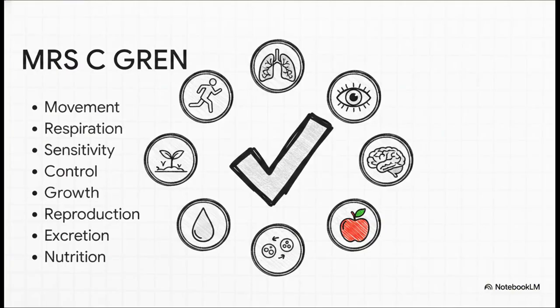So the acronym you really need to remember here is MRS GREN. You can kind of think of this as our ultimate universal cosmic checklist for identifying a living organism. It stands for movement, respiration, sensitivity, control, growth, reproduction, excretion, and nutrition. And here is the absolutely vital part to remember. If something lacks even one of these 8 capabilities, well, it isn't technically alive. It's an all-or-nothing biological requirement, no exceptions.